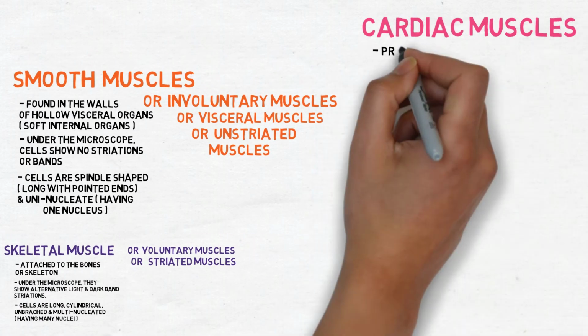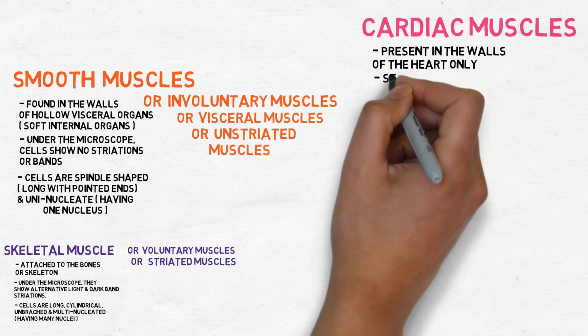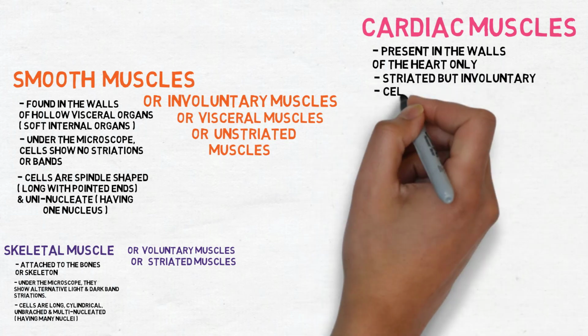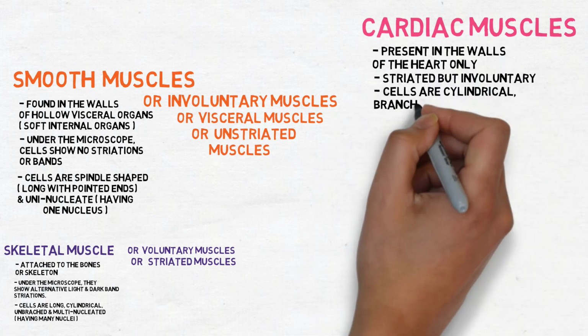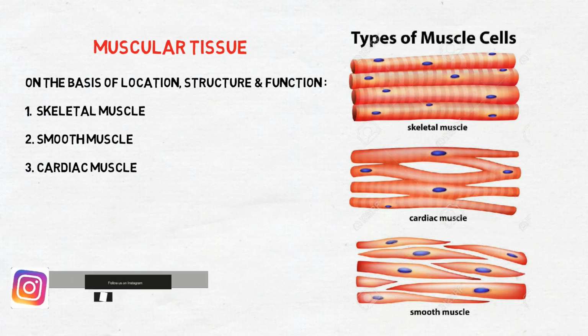Cardiac muscles are present in the heart only. These show characteristics of both smooth and skeletal muscles. Cardiac muscles are striated but involuntary. Cells are cylindrical, branched, and have one nucleus. So the cells of all these muscles have distinguishable differences.